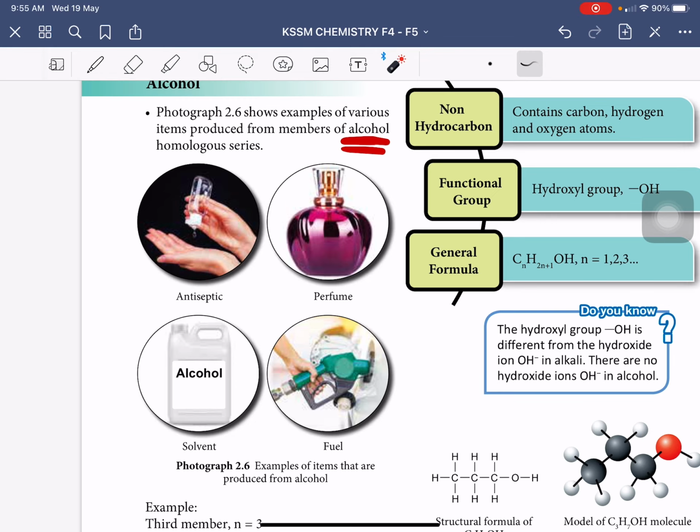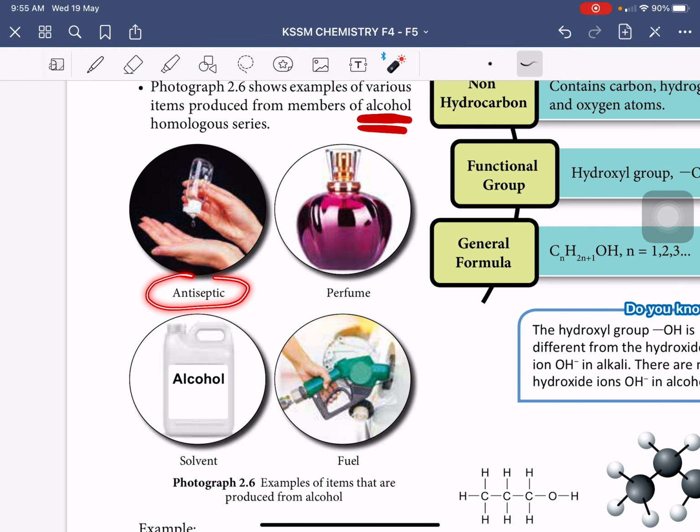Kegunaan alkohol dalam kehidupan seharian. Antiseptik ada di dalam hand sanitizer. Perfume, minyak wangi, solvent, pelarut, and fuel.